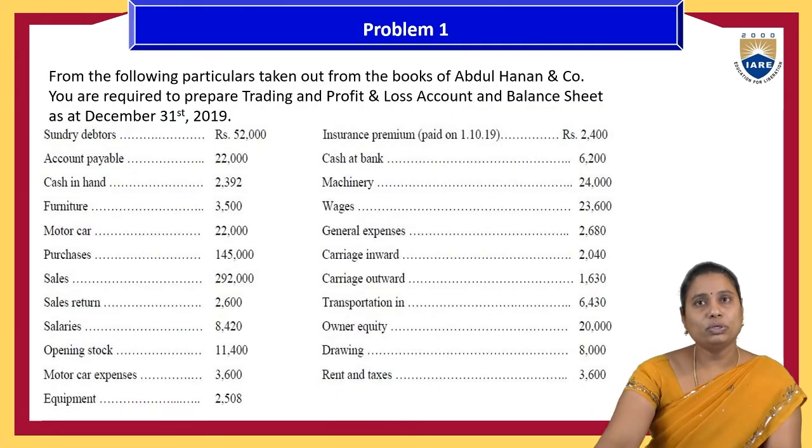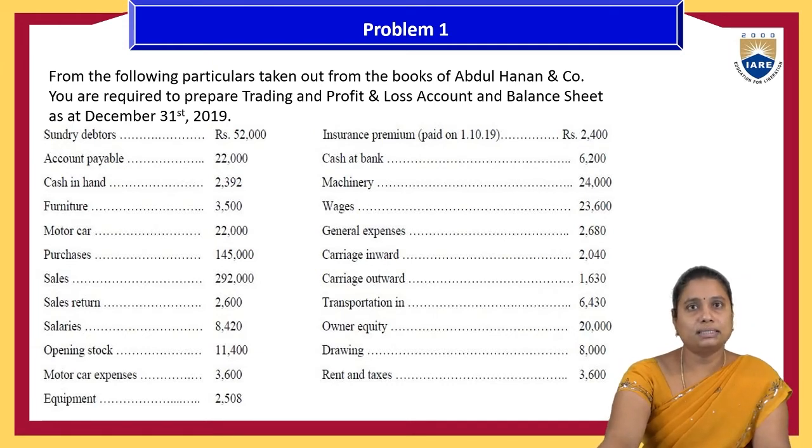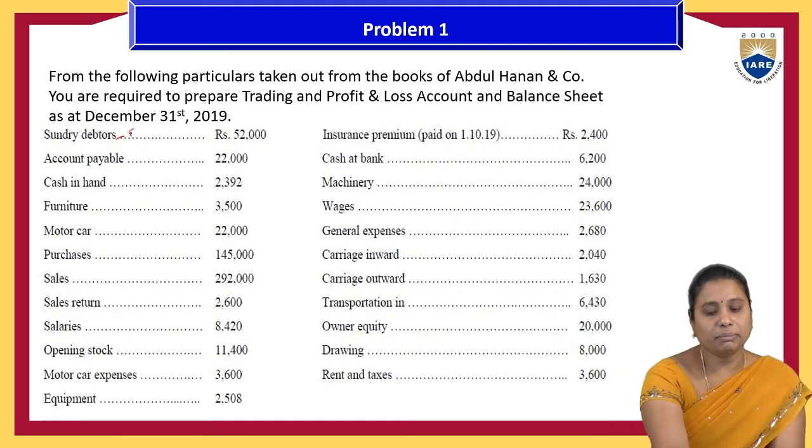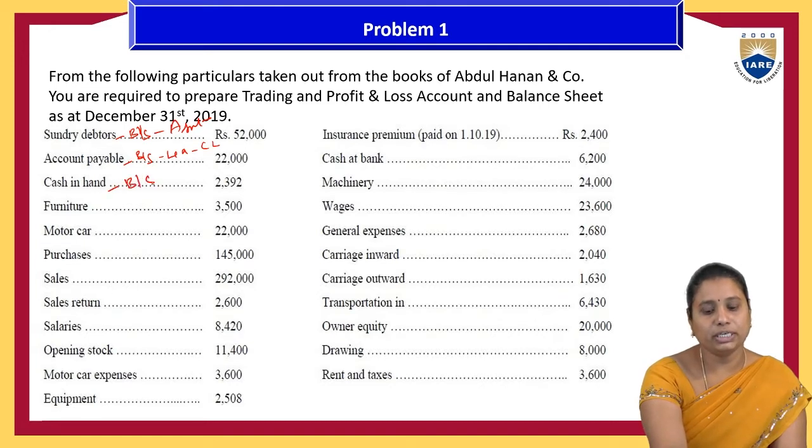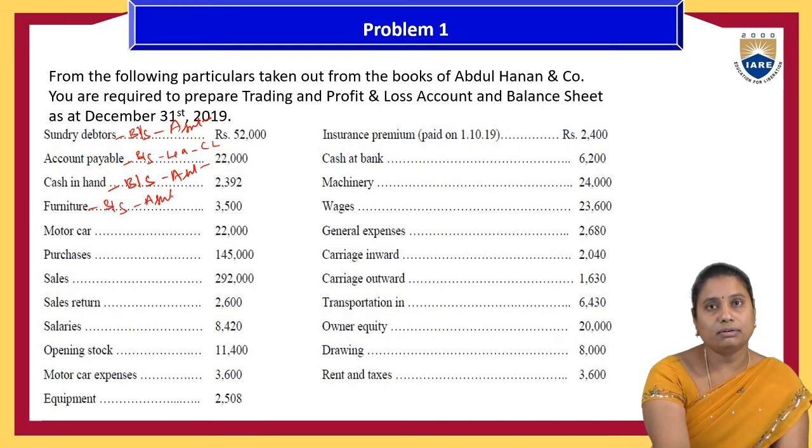Here, from the following particulars taken out from the books of Abdul Hassan and Company, we are required to prepare the trading account, profit and loss account, and balance sheet at the end of December 31st, 2019. Sundry debtors, it is under the balance sheet, on the assets side. Accounts payable is in the balance sheet, under current liabilities. Cash in hand, balance sheet, assets side. Furniture, balance sheet, fixed assets. Motor car, balance sheet, fixed assets.